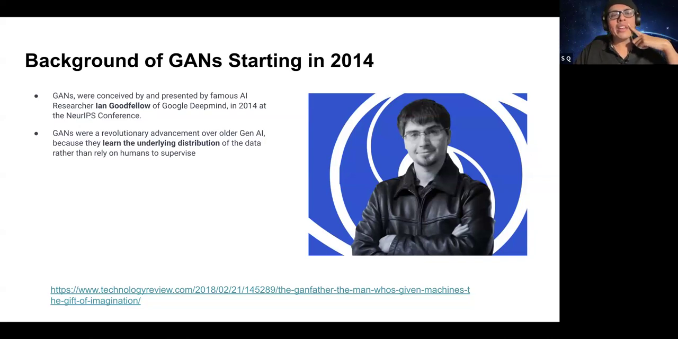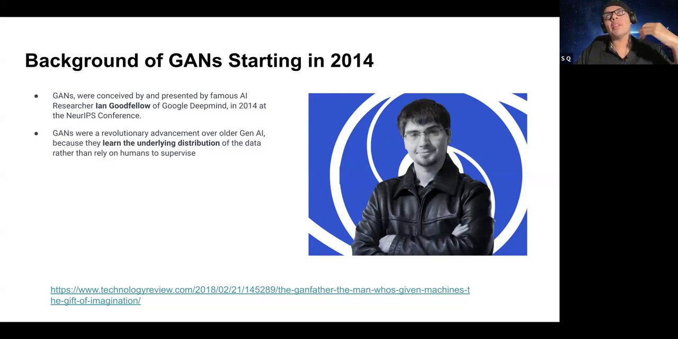Anyway, so why were GANs revolutionary? Because they did something called learn the underlying distribution of the data, rather than rely on humans to supervise. So just a quick precursor, GANs are not the first generative AI technology that's been out. Generative AI has been out for a long time. It's just nothing that has been in people's eyes until recently, until the social and technological implications have been really present to people.